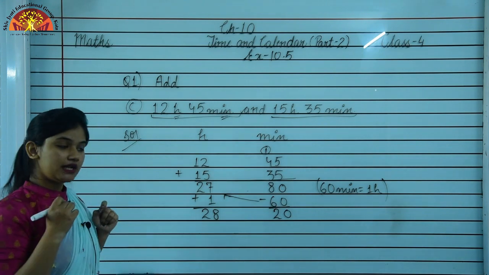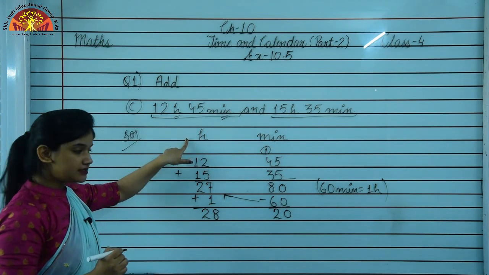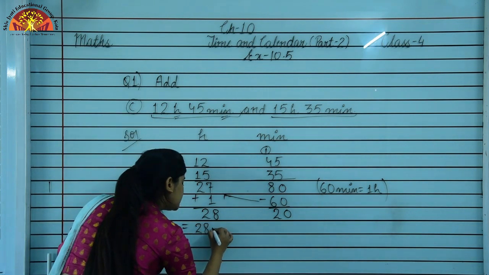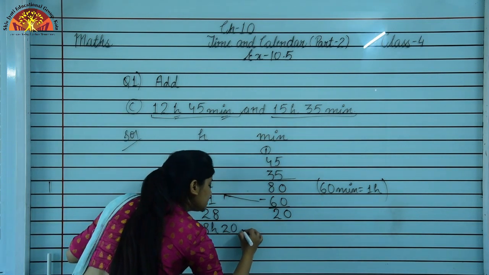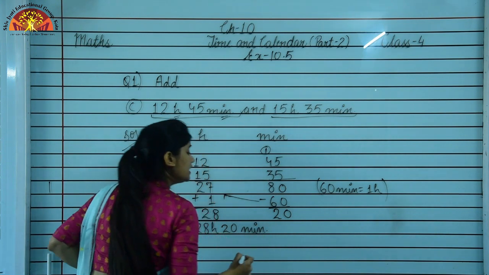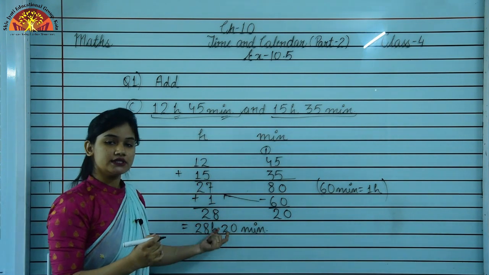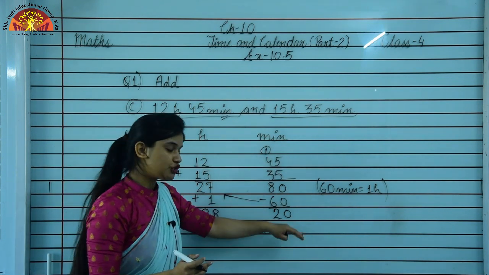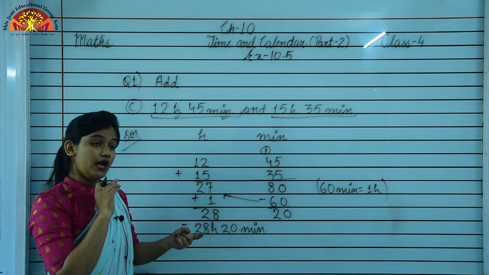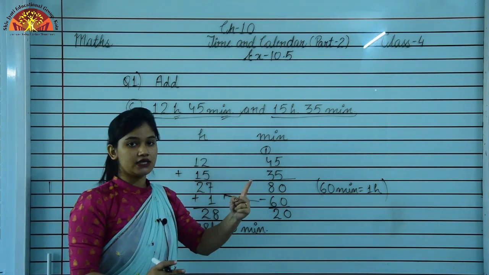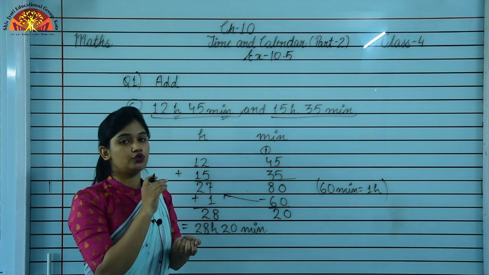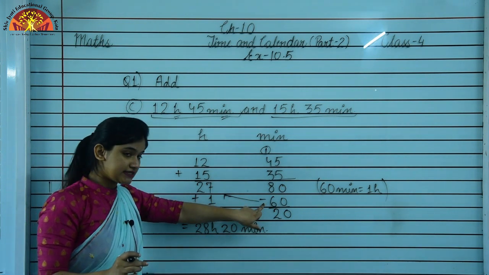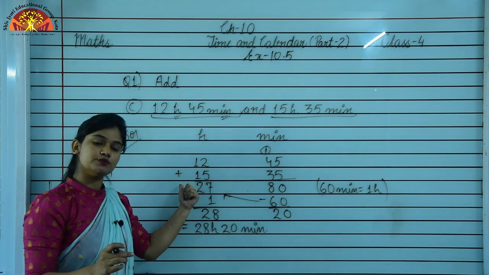Now students, the final answer is 28 hours and 20 minutes. What is the answer? The answer is 28 hours and 20 minutes. Is it clear? In this way you have to add the given time. First you will separate the hours, then you will separate the minutes. You will do separate addition of minutes and of hours, and if you have more than 60 minutes or exactly 60 minutes, you have to subtract 60, and the 60 that you subtract, you have to shift that 60 minutes this side, into hours.